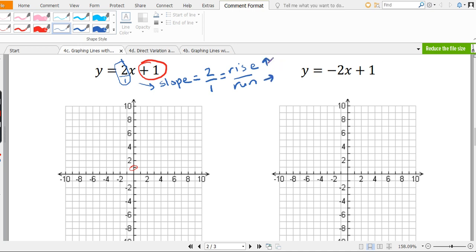So starting at my 1, which is my y-intercept, I'm going to go up 1, 2, and then over 1. So that's my point. Again, up 1, 2, over 1. Repeating that for each new point. And again, here we go. Connect the dots.